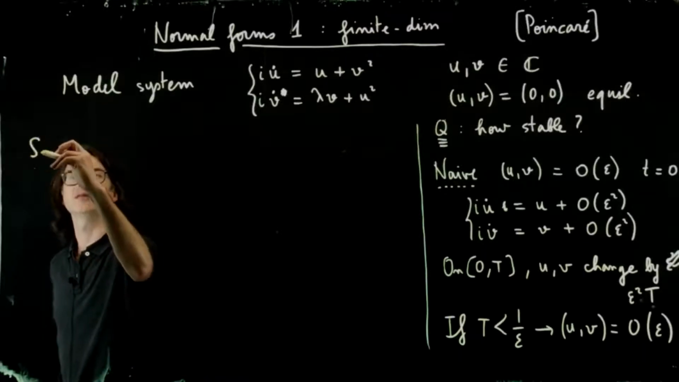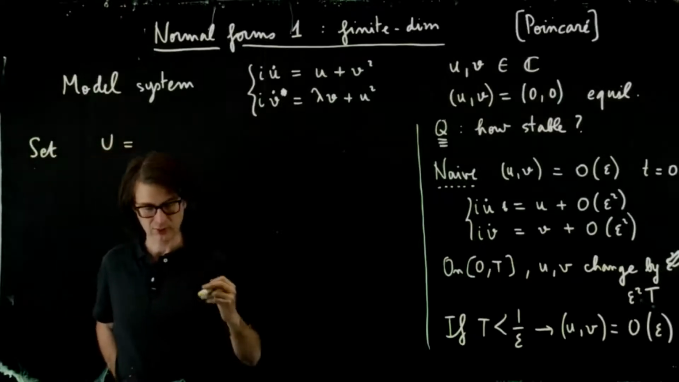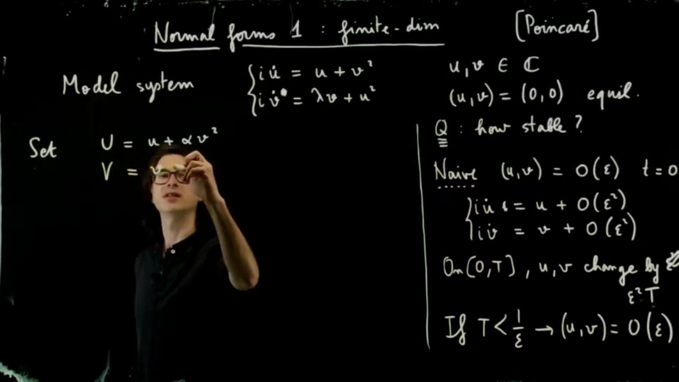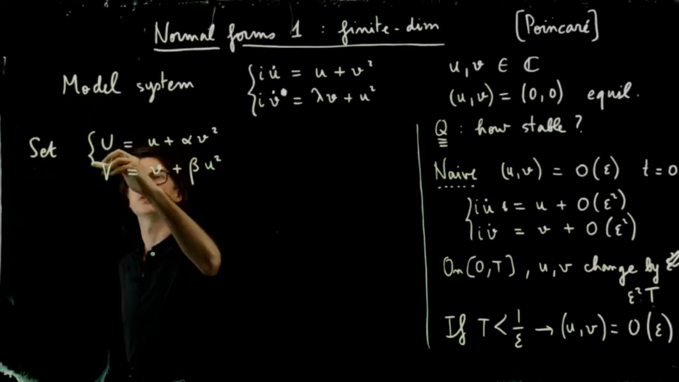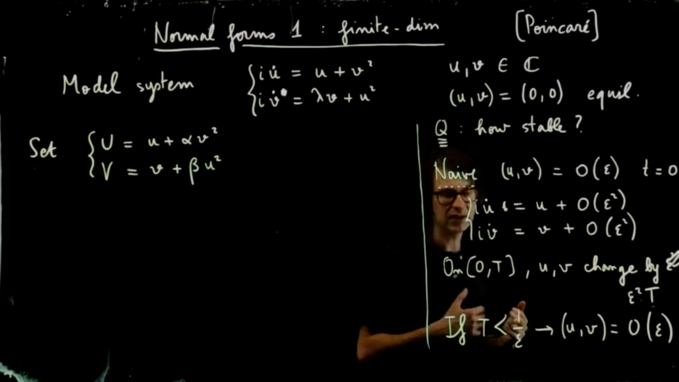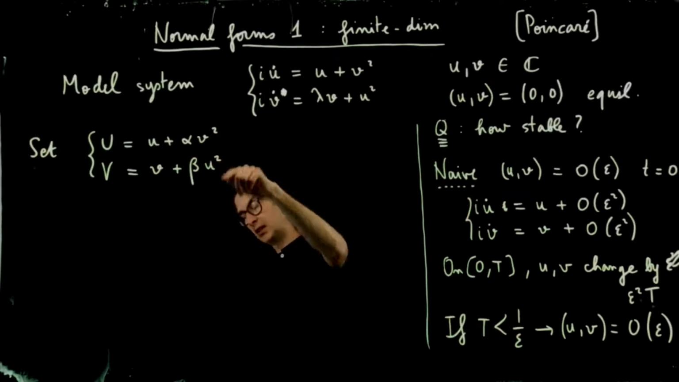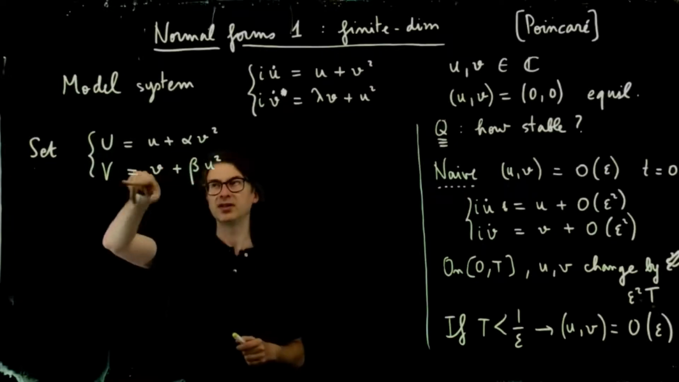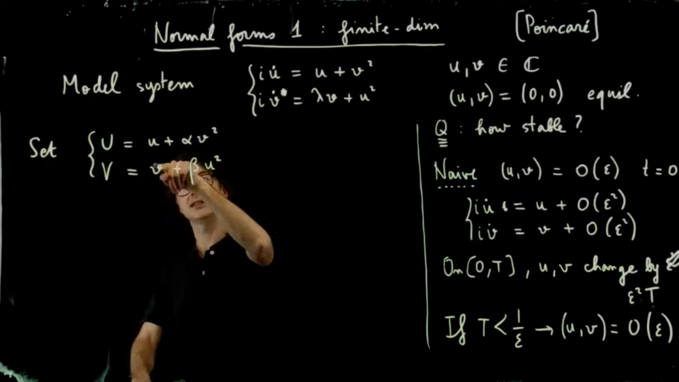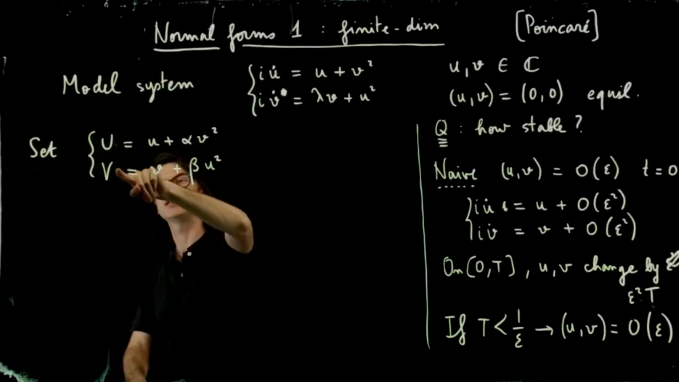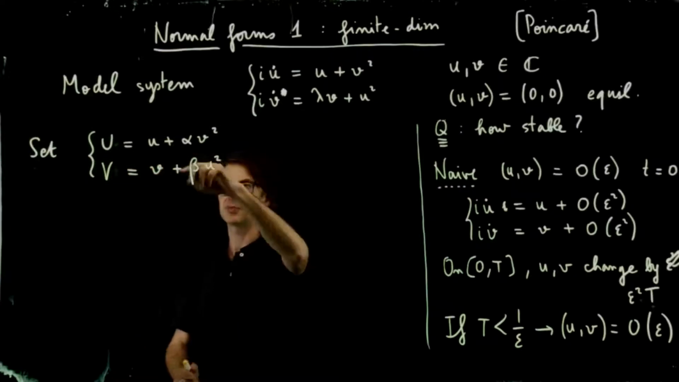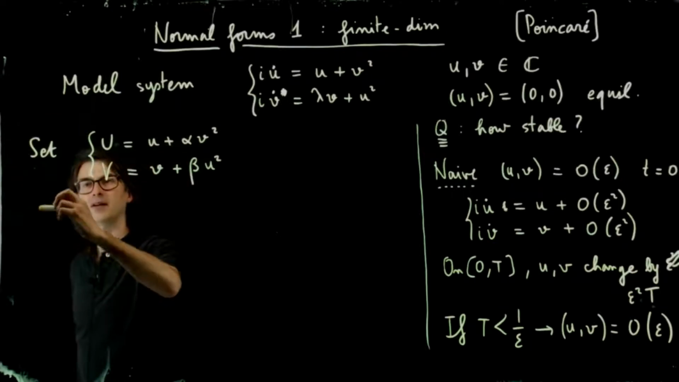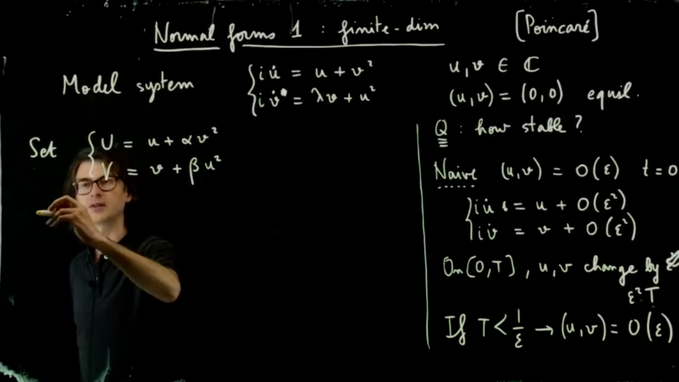change of coordinates. So you set capital U equals little u plus alpha v squared, and capital V equals little v plus beta u squared. Okay, so if I want it to be completely general, I should put any quadratic expression in u and v, but given this specific model, this will be enough. Okay, so you take these new unknowns. You express little u in terms of capital U. You plug that in the model system, and what you see is that you get a new equation.